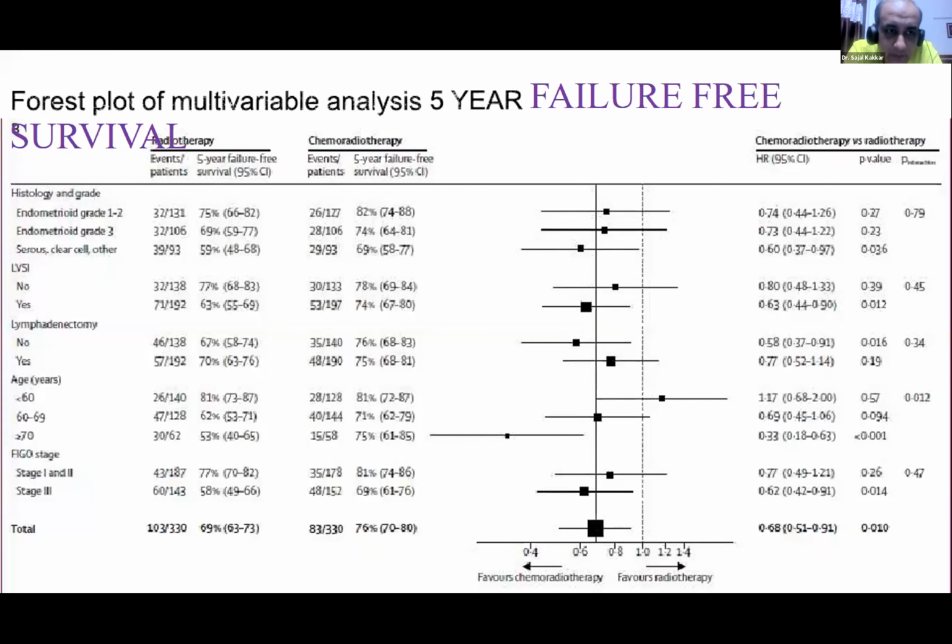Because the updated PORTEC-3 has shown the benefit only in stage 3, as well as serous or other high risk histological variants. I also agree with Dr. Jaya, because the driving force in the PORTEC-3 result was stage 3 patients and not stage 1 and stage 2, as our patient is. So despite having high risk features, I would not offer chemotherapy to this patient.